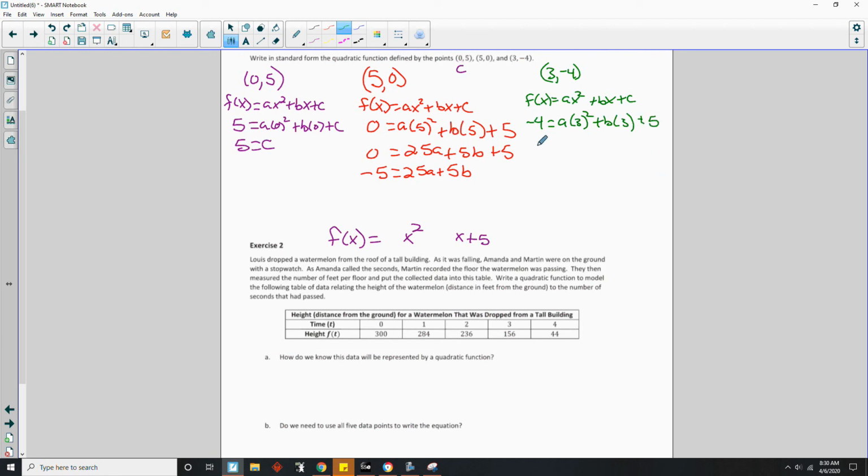Move that 5 over here and I get negative 9 equals 3 squared times a, which is 9a plus 3b. We are going to use this equation and this equation, solve the system for a and b, and we're done.